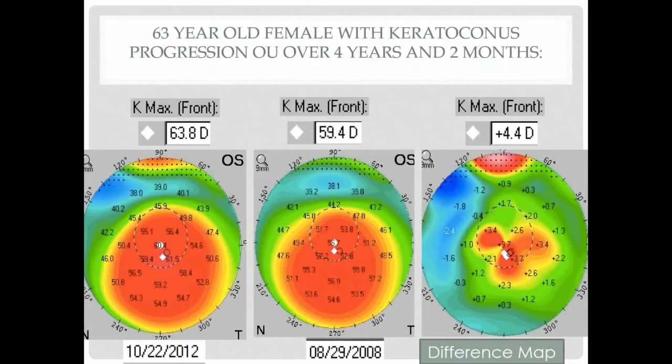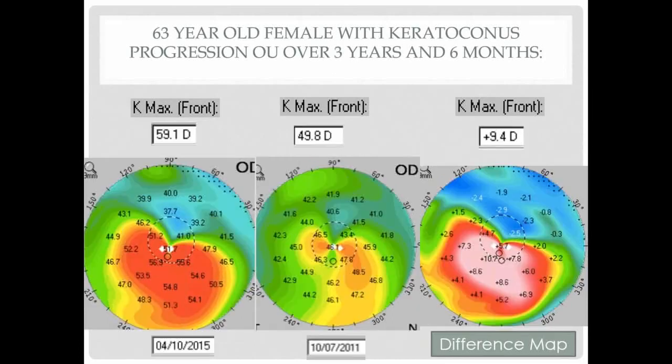And here's an example of a patient. This is a patient who's 63, and over 4 years had significant progression of the keratoconus. They increased from 59.4 Kmax to 63.8, and exceeds a 4.4 diopter difference over time.